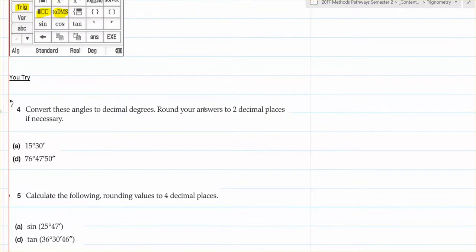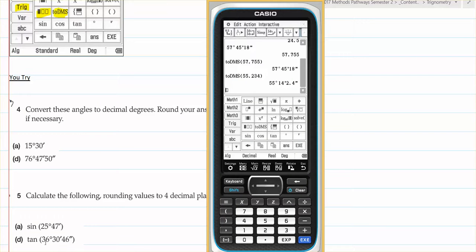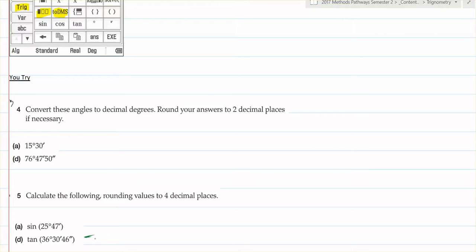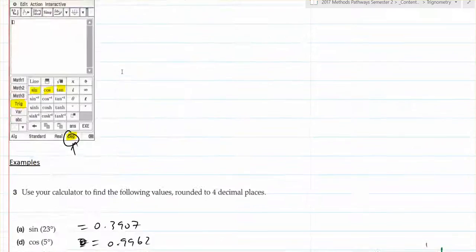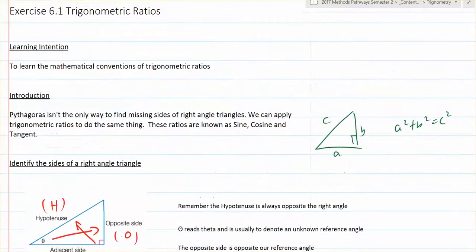So that's pretty much how you do these questions. Let's say I want to find tan of 36 degrees, 30 minutes, and 46 seconds. All you have to do is go trig, tan, and to enter degrees, minutes, seconds, you click the three boxes in Maths 1. You enter 36 degrees, 30 minutes, and 46 seconds, close brackets, because I want to find tan of it. So it's 0.7403. And that was the gist of 6.1. So it's getting familiar with the ratios.